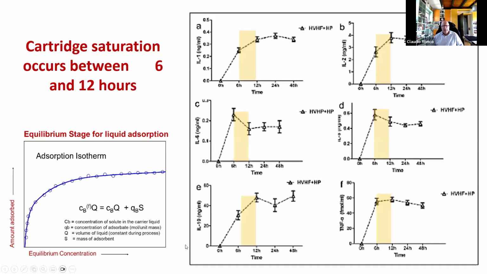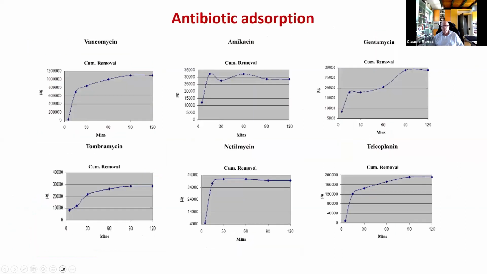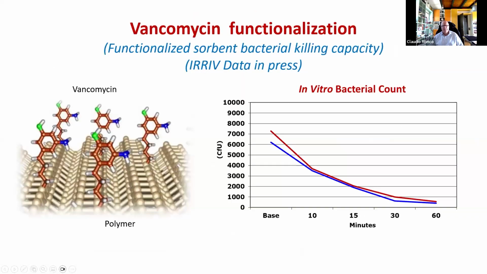Putting the cartridge before the filter is not a problem from a technical point of view. It's quite easy. The only thing we have to be aware of is that any type of cartridge saturation occurs between 6 and 12 hours. So it makes no sense to use the cartridge after 6 to 8 hours because it is already saturated and you will expose the patient to the risk of coagulation without additional benefits. We also need to know that adsorption occurs also for beneficial substances, including, for example, antibiotics. And this is a very important thing to know and to consider.